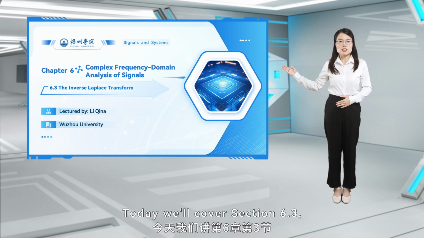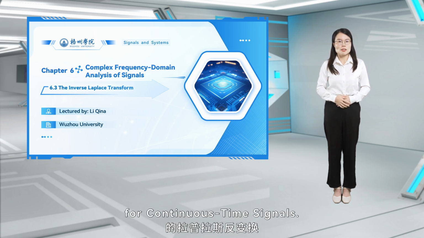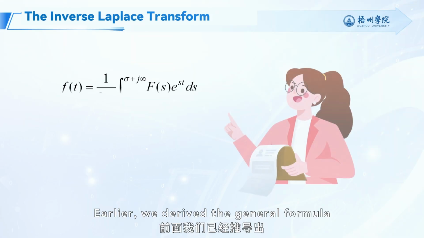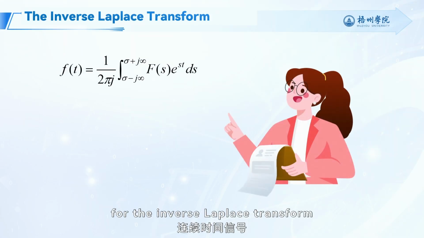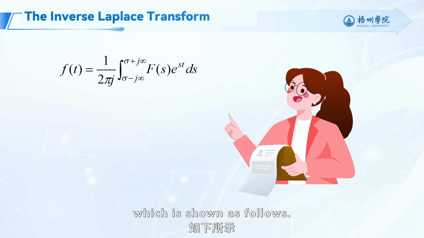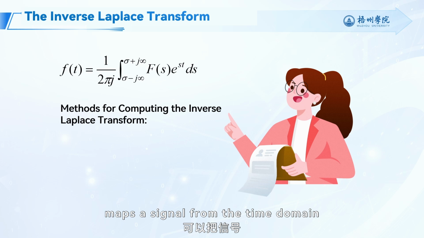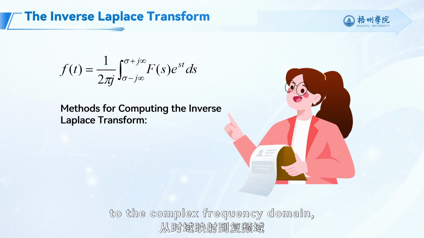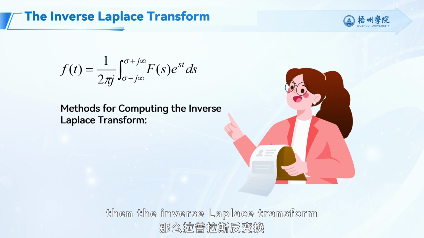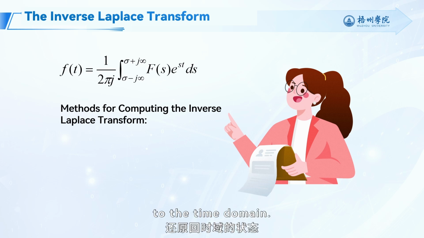Today we'll cover section 6.3, the inverse Laplace transform for continuous time signals. Earlier, we derived the general formula for the inverse Laplace transform for a continuous time signal, which is shown as follows. If the Laplace transform maps a signal from the time domain to the complex frequency domain, then the inverse Laplace transform restores the signal back from the complex frequency domain to the time domain.